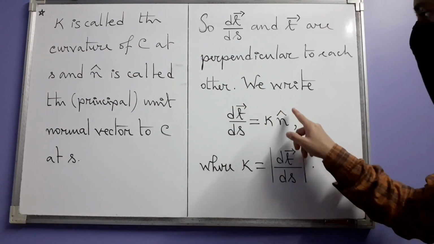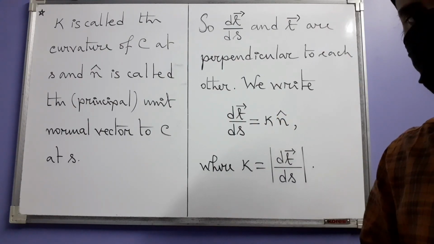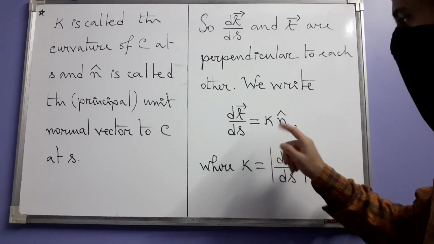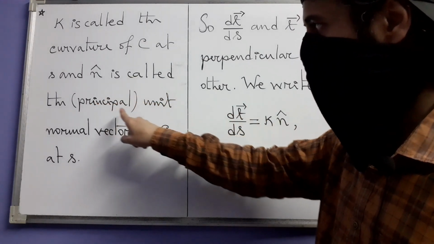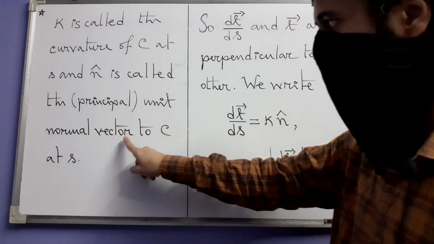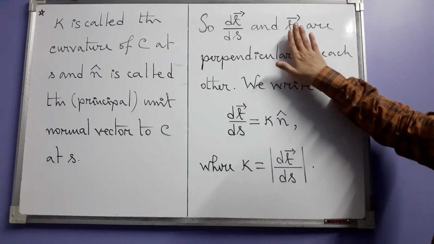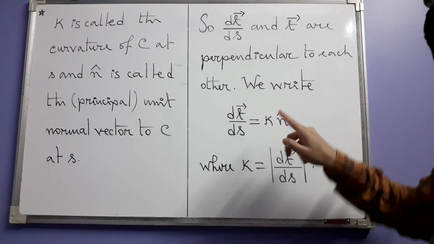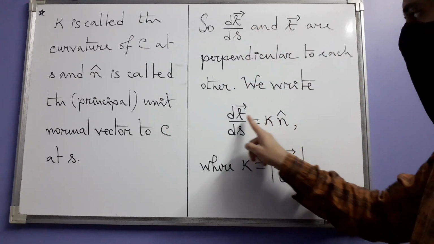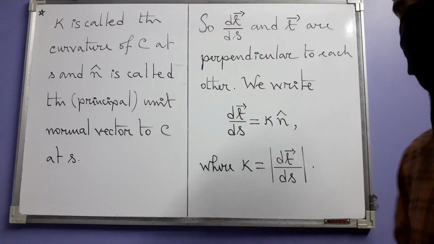Just like that, this other vector which comes with it, which is the unit vector part n hat, also is a function of s, and that n hat is called the principal unit normal vector to C at s. Note that just like the unit tangent vector is perpendicular to this, it will also be perpendicular to n hat, because n hat is parallel to this and also points in the same direction as this vector.